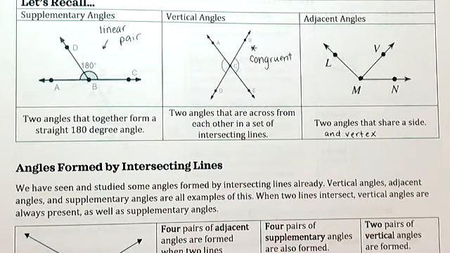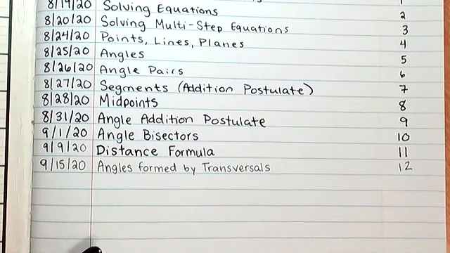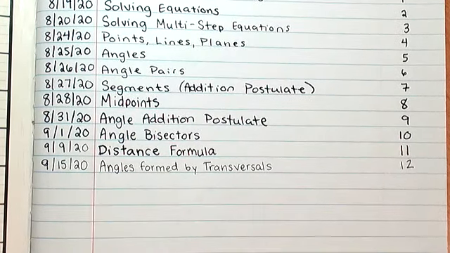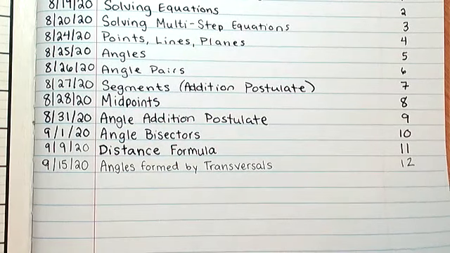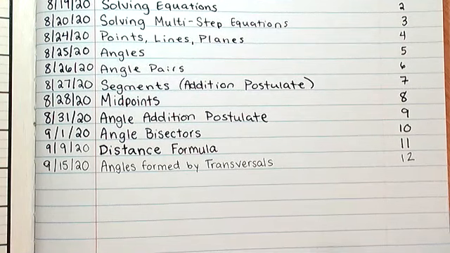All right. So the reason that was so important is when we're looking at angles formed by transversals, we're also looking at angles formed by intersecting lines. And we're going to see that supplementary and complementary angles are so important to these. So I'm just going to flip ahead to my next page.